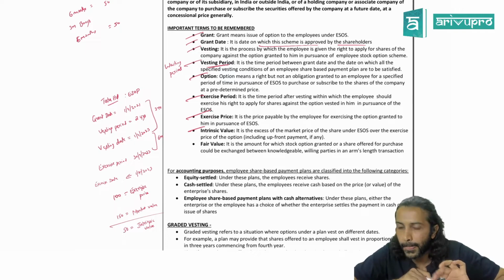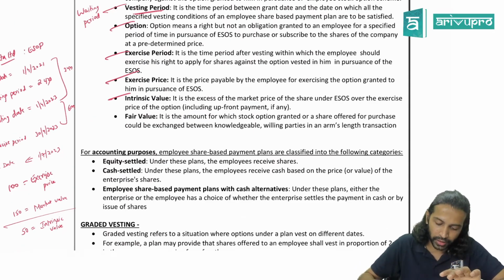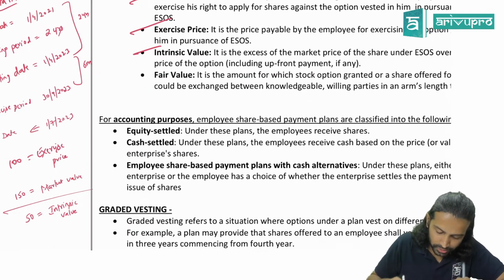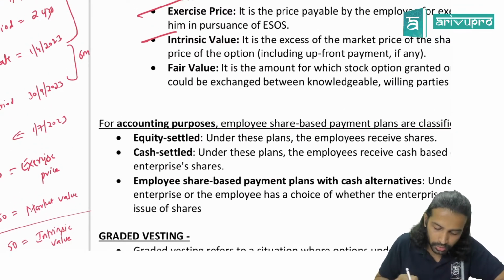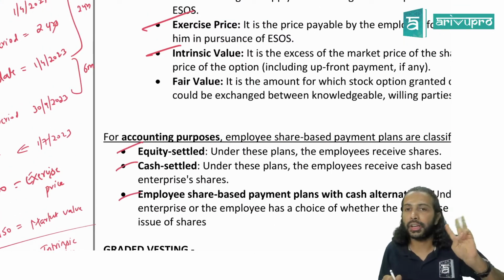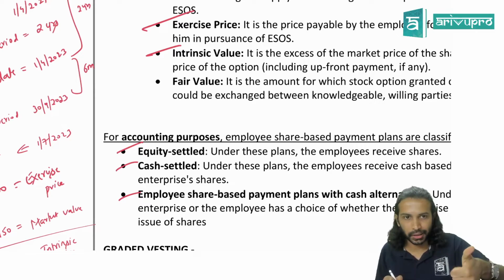Got it? Okay. So the terms, everything is okay, I believe now. A little bit more theory, and afterward let's dive into the problem. There are three types of ESOP plans, employee stock plans.